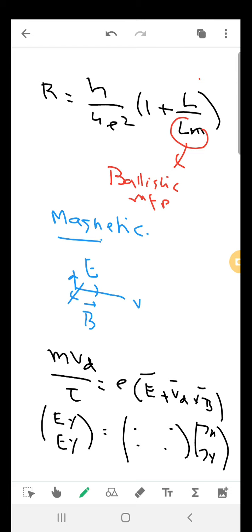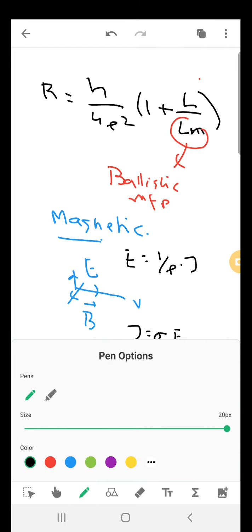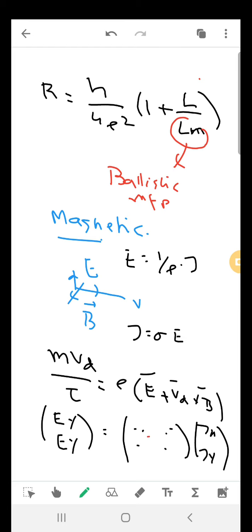So there will be different values of conductivity, since J is equal to sigma E. So these are actually not conductivity. E is equal to 1 by sigma, that is rho, into J. So these are the resistivity values that one shall obtain.